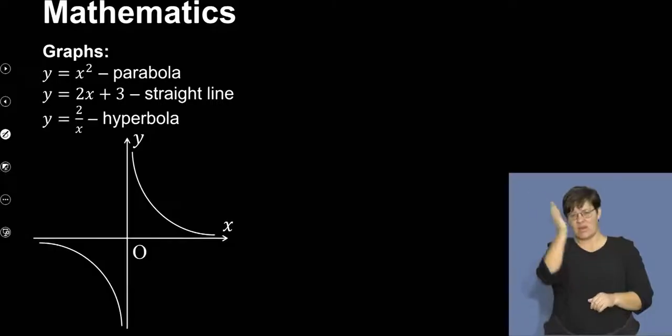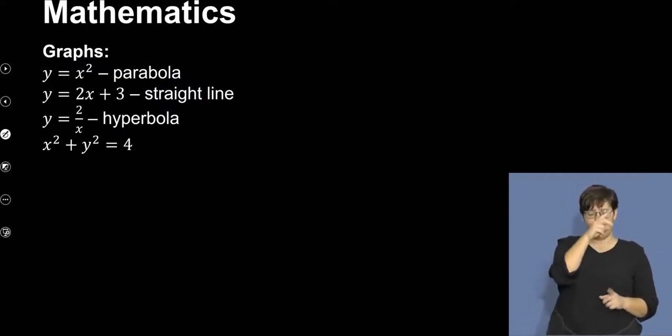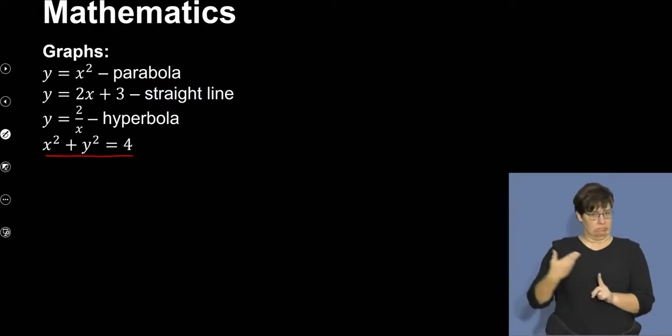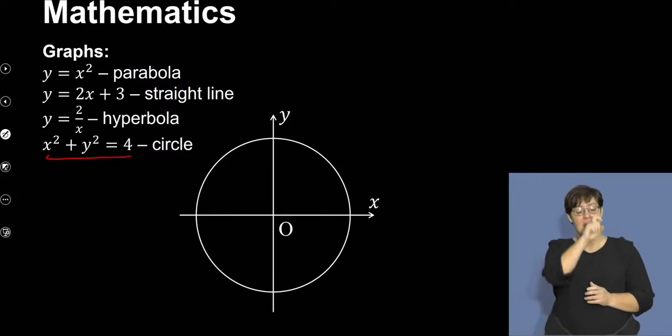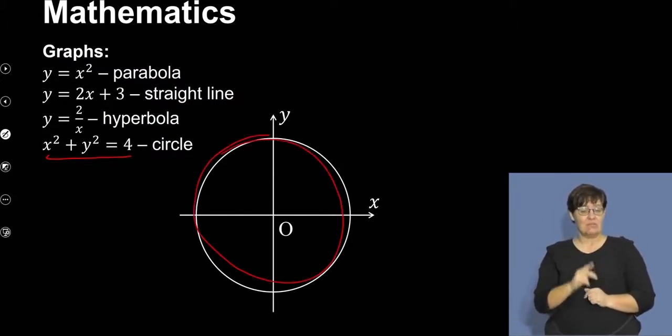And this, x squared plus y squared equals 4, this is new. And this is what we're going to be talking about today. This represents a circle. And so x squared plus y squared equals 4 represents a circle. If I ever see an equation in that form, I know that that is a circle.